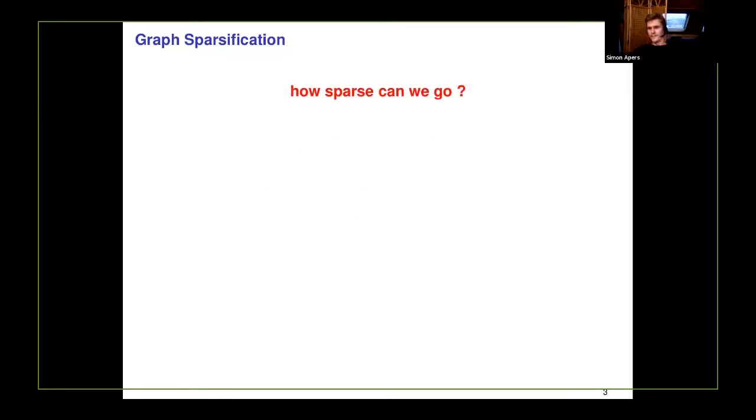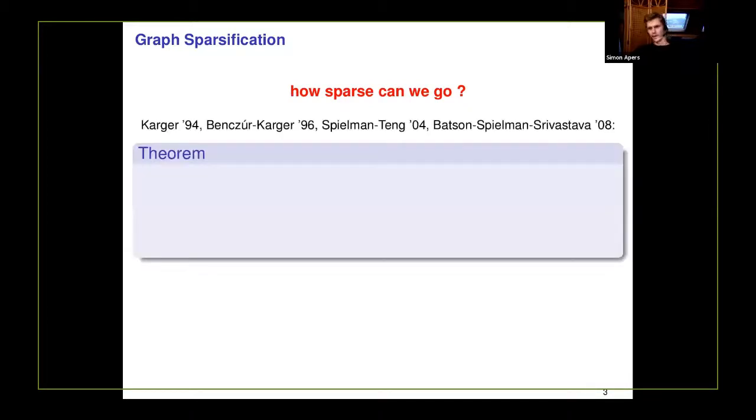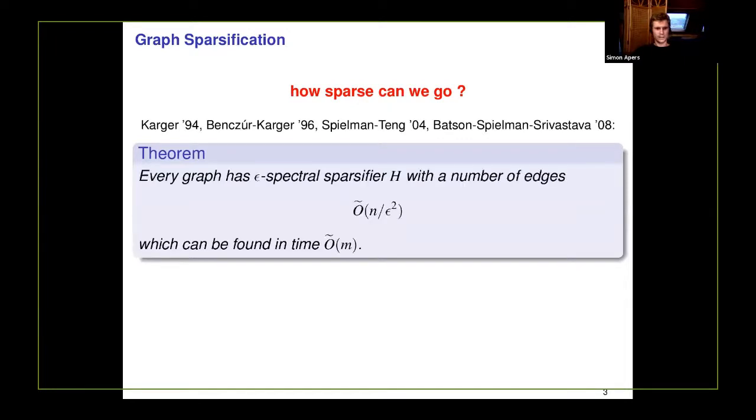This is a very nice notion, but can you actually sparsify while preserving these things? Through a long line of work, it was shown that this is possible. In fact, every graph has an epsilon spectral sparsifier with a number of edges which is only O tilde of n over epsilon squared. The tilde in principle is not necessary, you can even do it without the tilde, but if you want to find it efficiently, then you need the tilde. This is very sparse: if epsilon is a constant, you get a number of edges near linear in the number of nodes, so this can be up to almost a quadratic improvement. And these can be found in time near linear in the input size m.